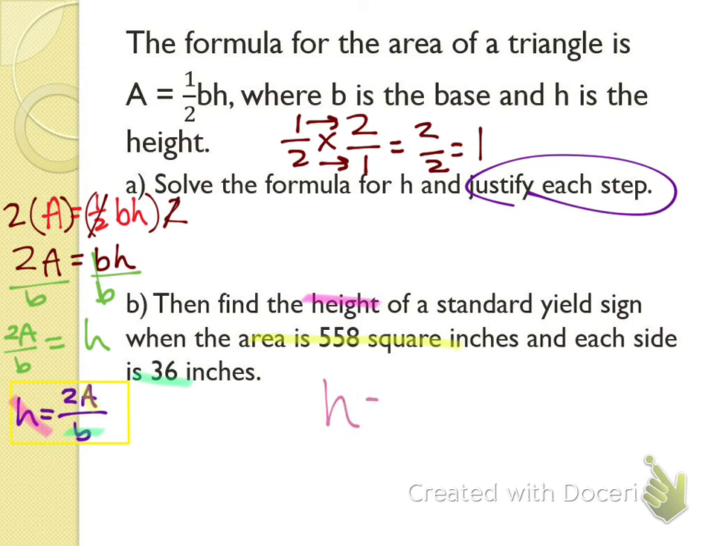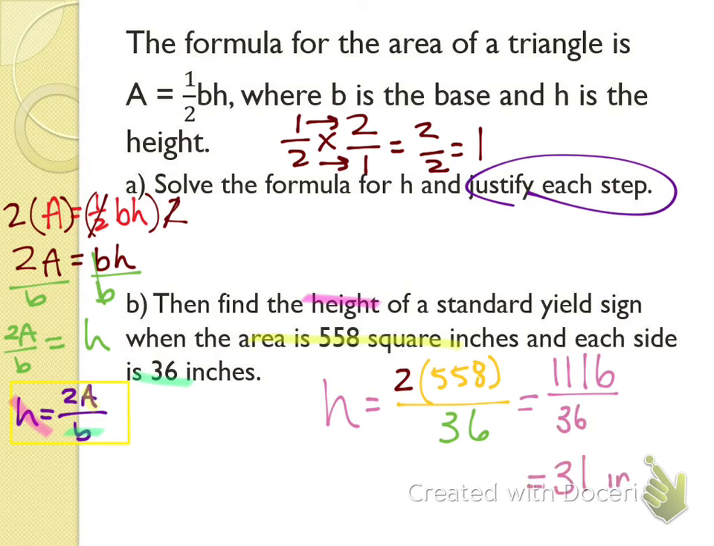We plug it in. So we know H, and then we know 2 times our area. You want to type it in, over our base, which is 36. So what is 2 times 558? Correct. 1,116 over 36, which makes 31. It'd be 31 inches.